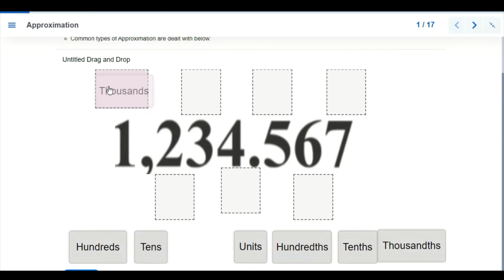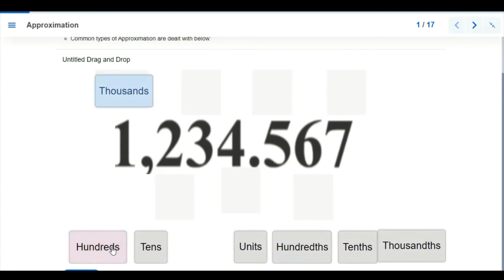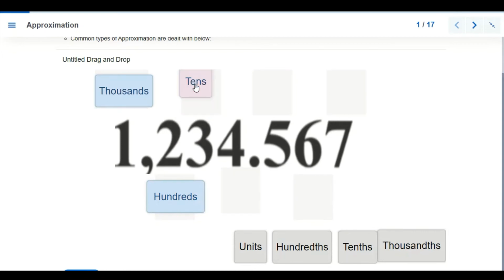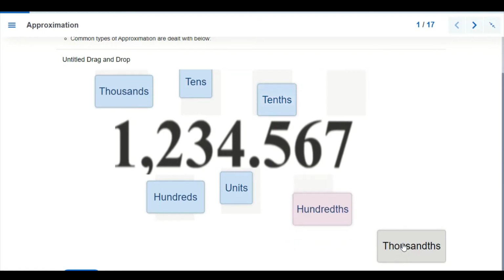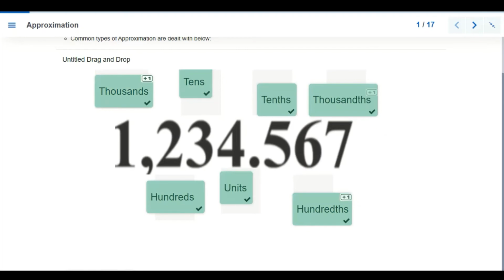So this one will be in thousands because it's in 4 digits. The next one is 100 because we have 3 digits. The next one should be in 10, and the next one should be in units. Now we start from tens. We have our tens, we have our 100, and we have our thousand. So with that, let's check. Yeah, I think it's right.